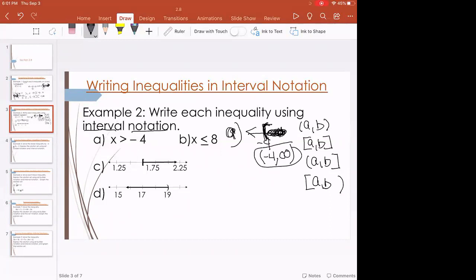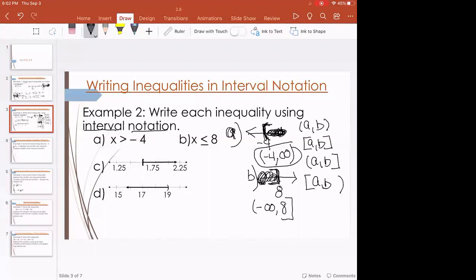So for B, okay, here's my number line. Here's 8, because that's the only value I need to worry about. Less than goes left. Equal to means bracket. So what number on the left does this start at? Because it's going all the way to the left, it starts at negative infinity. It goes to 8 and it stops, but it's equal to 8, so 8 gets a bracket.